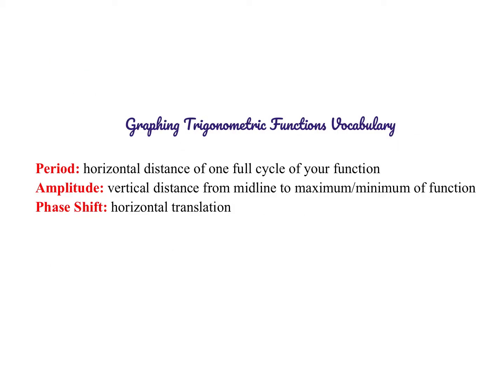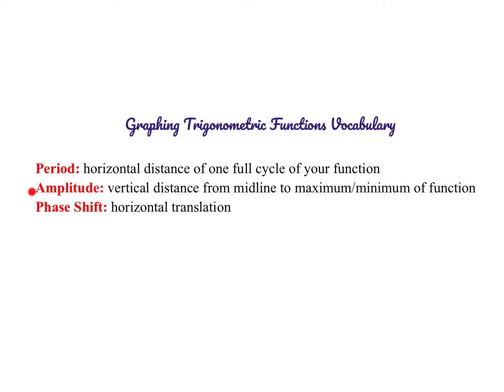There's a few pieces of vocabulary you need to know when we're graphing trig functions. First is the word period. The period is the horizontal distance of one full cycle of our function. In the warm-up, we can see that it completed the cycle by 2 pi. So the period of sine is 2 pi, at least for the parent function. Depending on which function we're working with, the period may be different, and especially if there are transformations, the period can change as well.